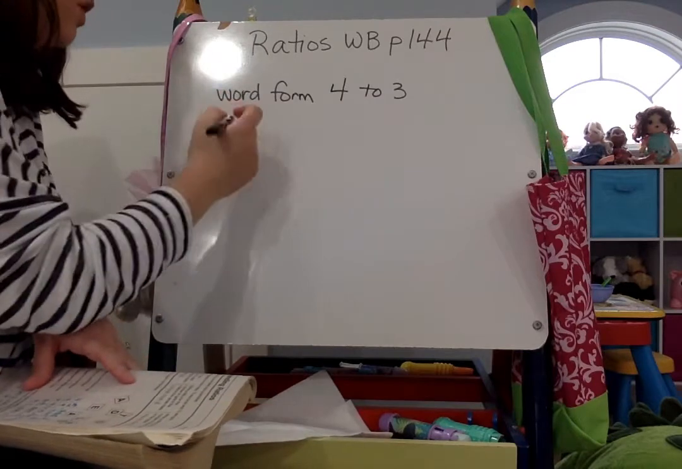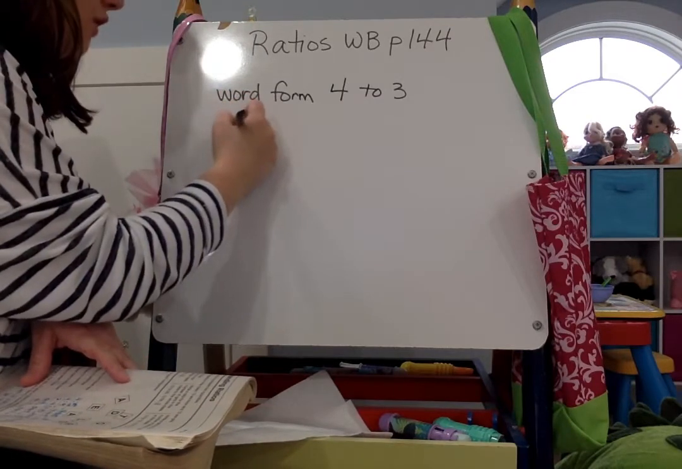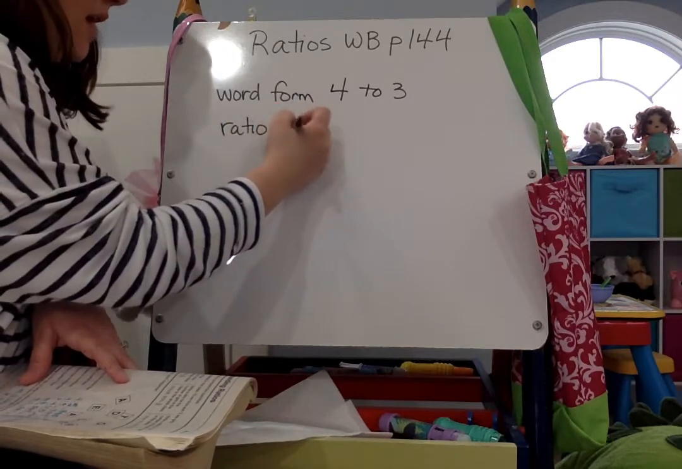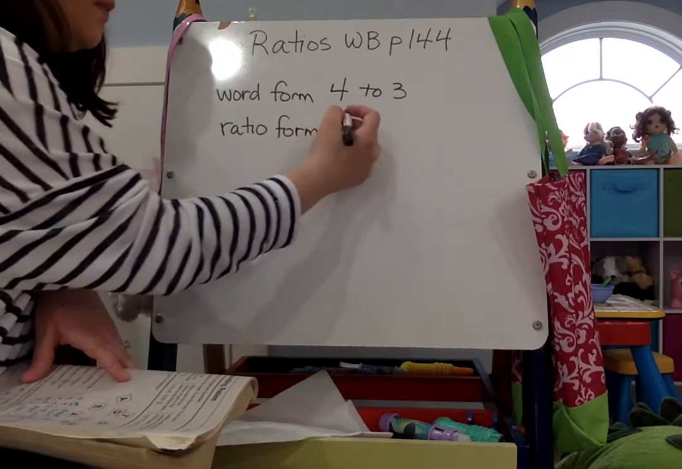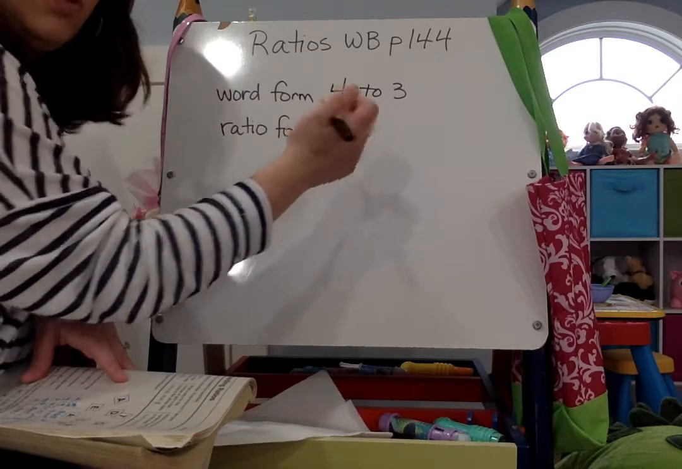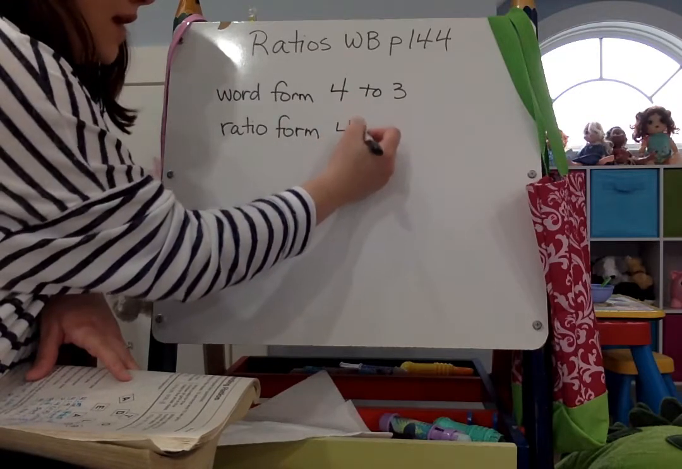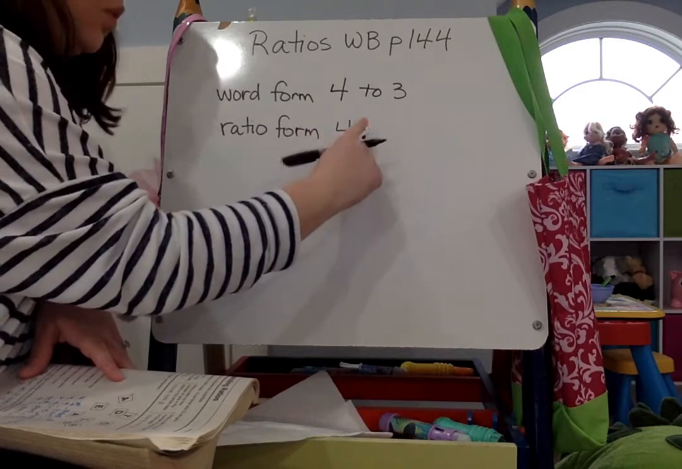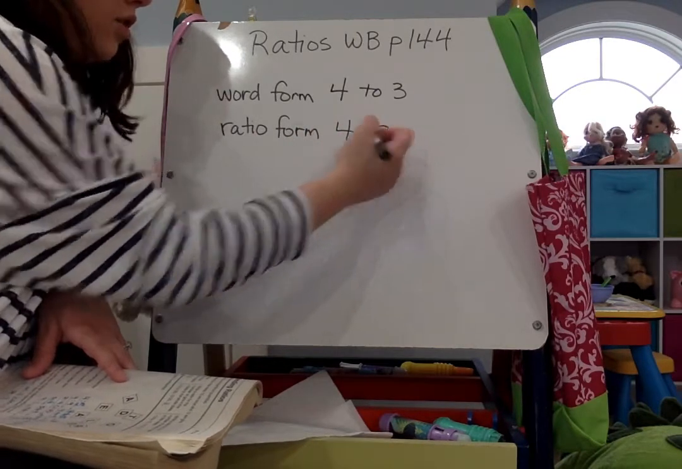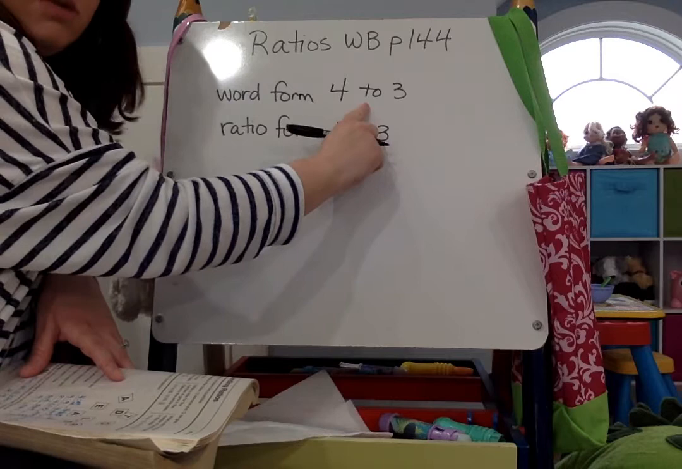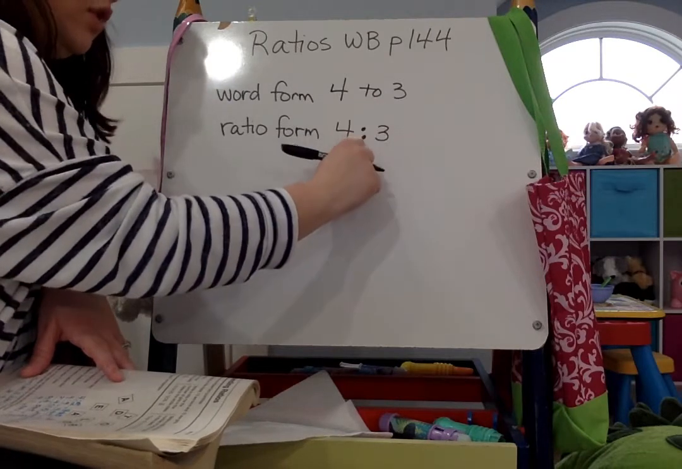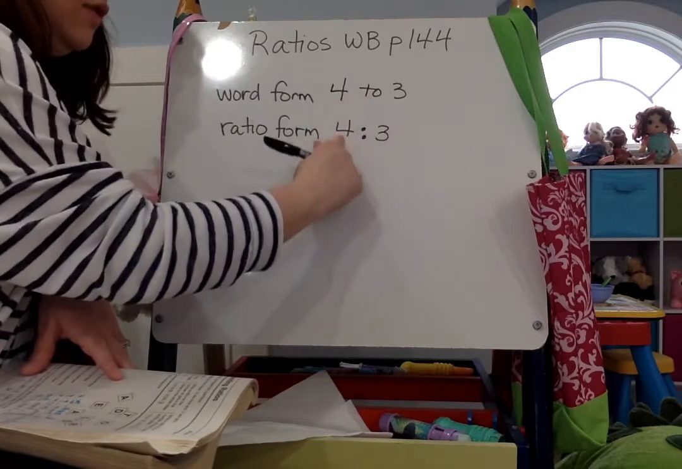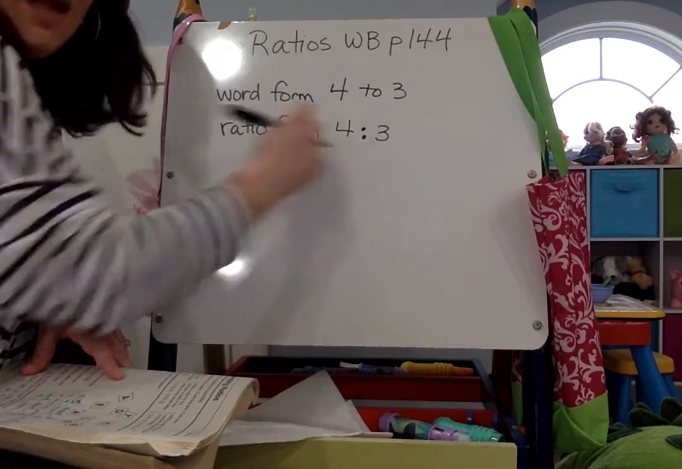We have word form. We also have ratio form, which is the way that you'll normally see ratios written. And ratio form uses the colon symbol, okay? Kind of like time, although this is not time. This means 4 to 3. So you read it the same way that you would read it with word form. The colon is used in the place of the word to. So 4 to 3. 4 dogs to 3 cats.